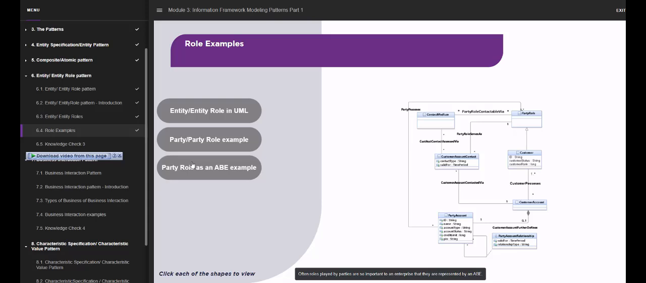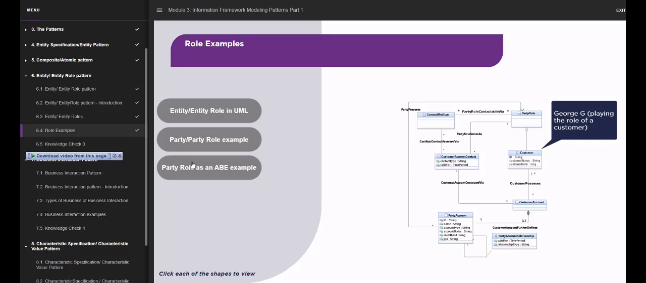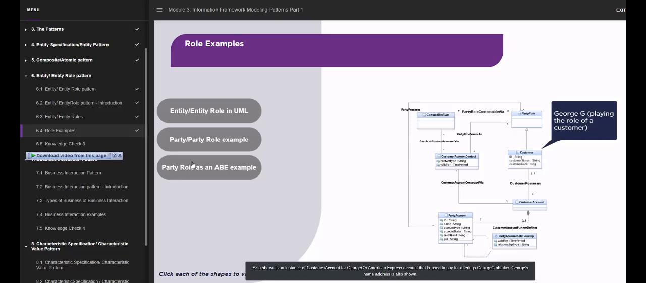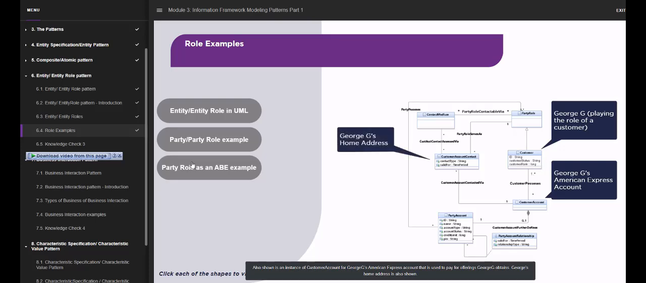Often, roles played by parties are so important to an enterprise that they are represented by an ABE. Here, the entities that make up the customer ABE are shown, again with George G as an instance of a customer. Also shown is an instance of customer account for George G's American Express account that is used to pay for offerings George G obtains. George's home address is also shown.